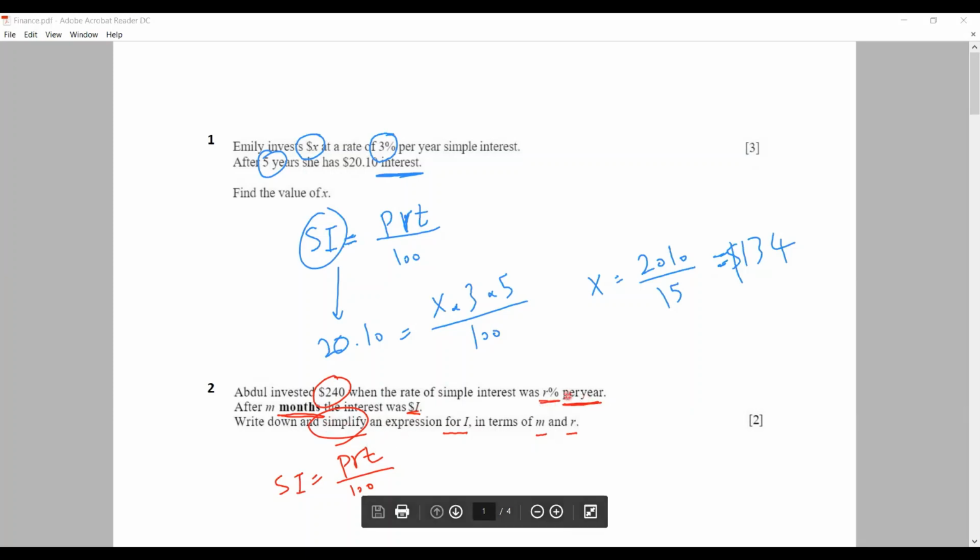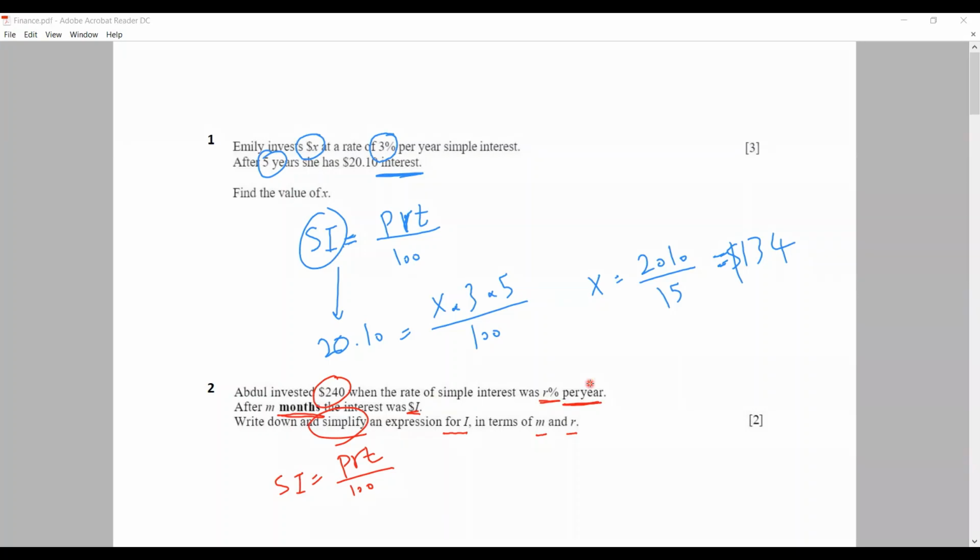And the time here is quite tricky. The rate is per year, right? That's an annual rate. However, the M, the period that he left his money in the bank, was M months. So if you want to replace the T in this equation, you must make sure that the time matches with the interest rate. The interest rate is given in years, right? However, the time that the money was left in the bank account is given to us in months. So you have to convert it to years.